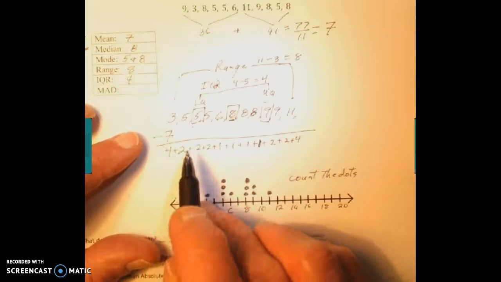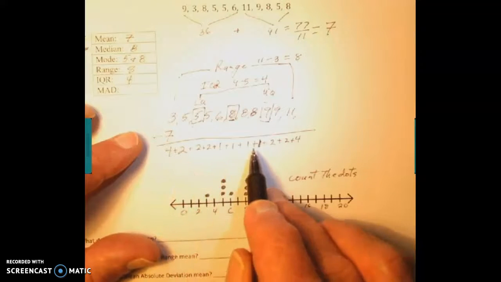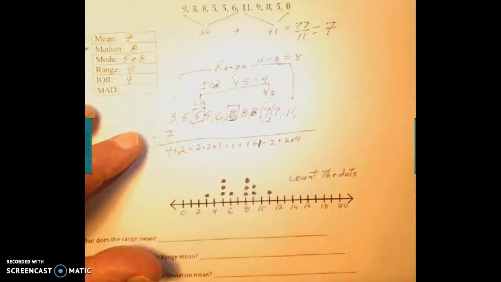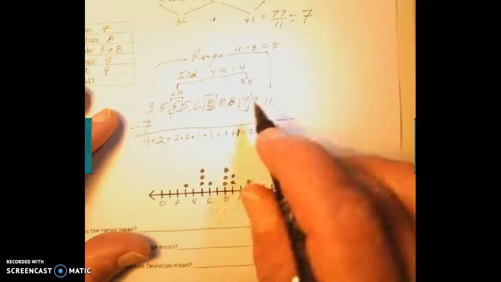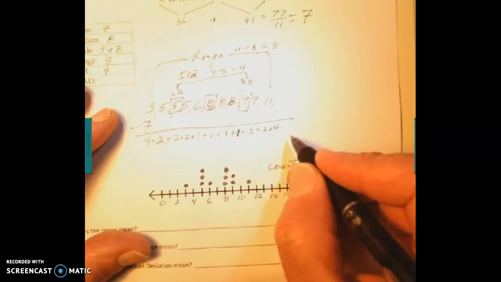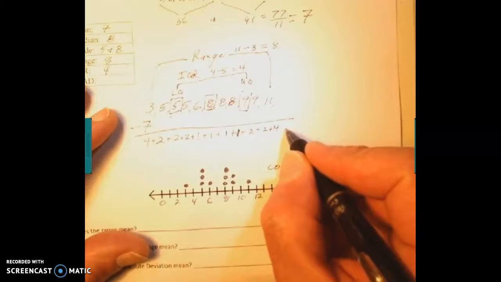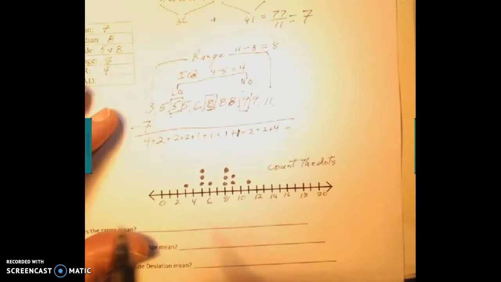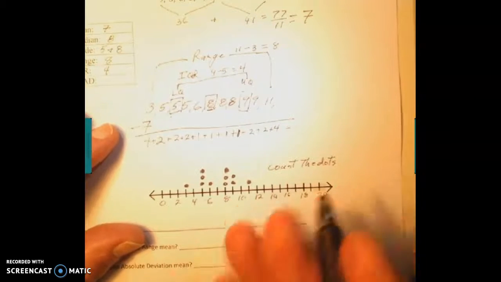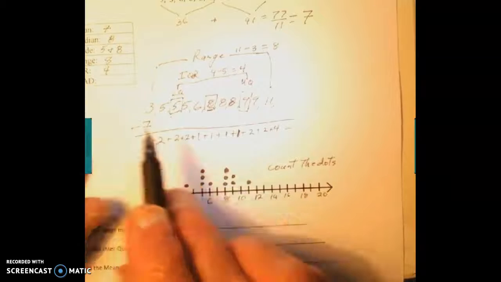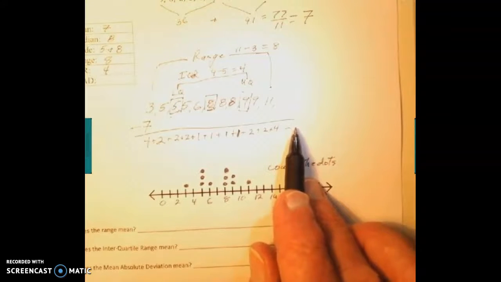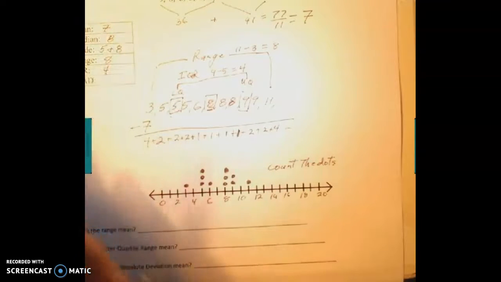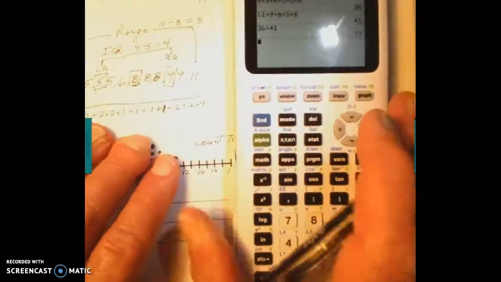I should again count them. 2, 4, 6, 8, 10, 11. Yes, there are 11 numbers. So I do have every data point taken care of. Add those all together. You want the average distance. The M stands for mean. You want the average distance. So find the average of these, add them together, which again, you could use the calculator.